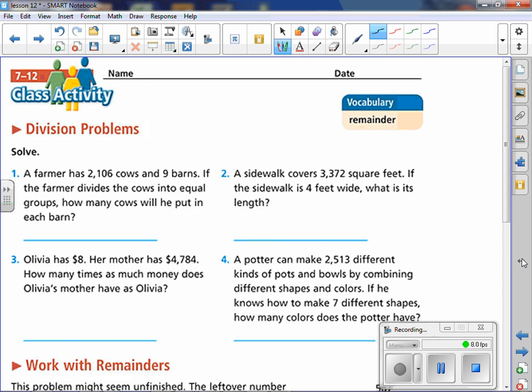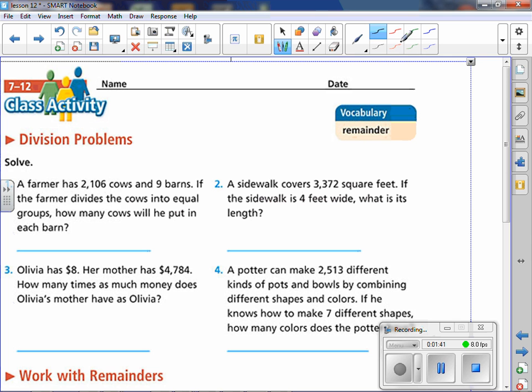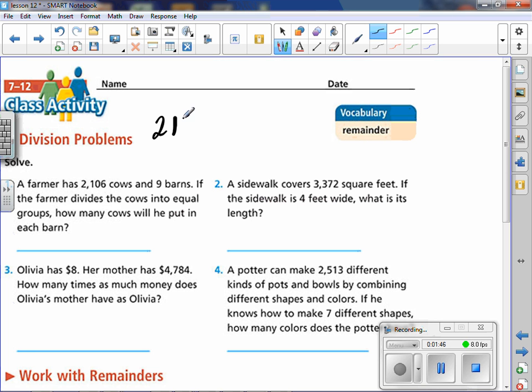Okay, so let's get started. A farmer has 2,106 cows and 9 barns. If the farmer divides the cows equally into groups, how many cows will he put in each barn? There's not a lot of room on this page. I'm going to do this one up top here. So we're going to take 2,106, and that's going to get divided by 9. Okay, and when I do digit by digit, I look at, will 9 go into 2?